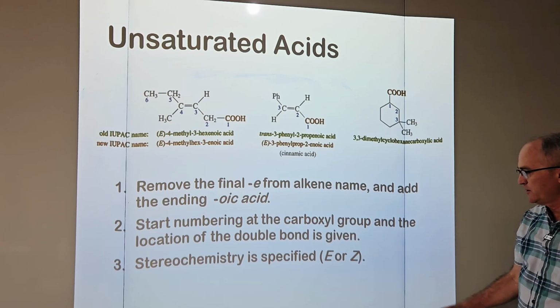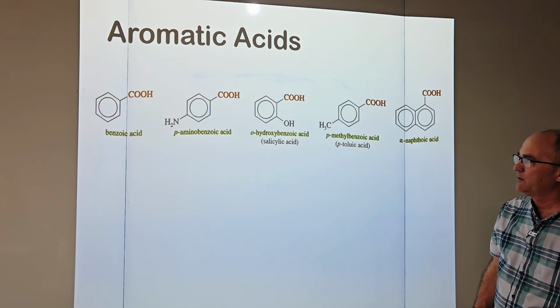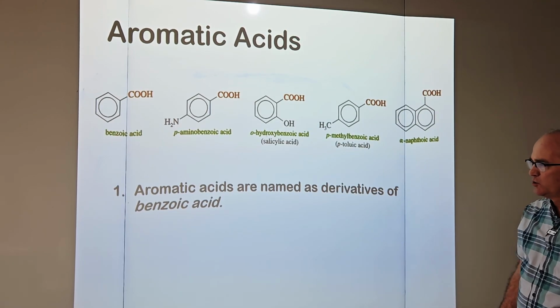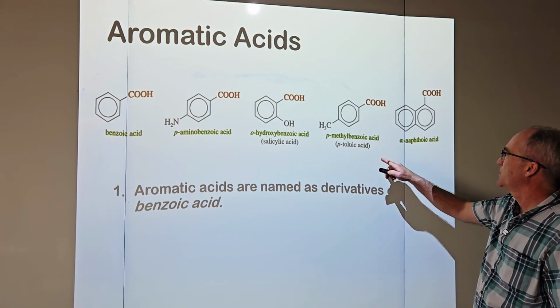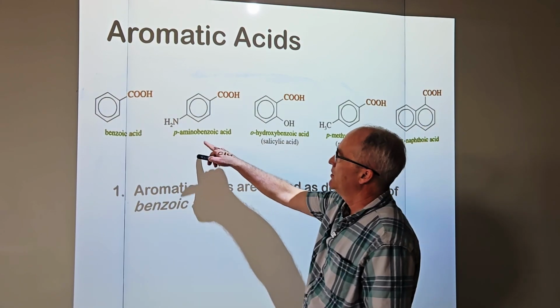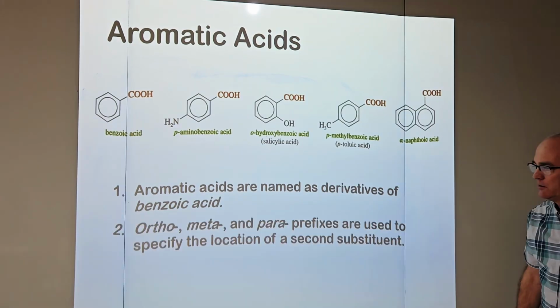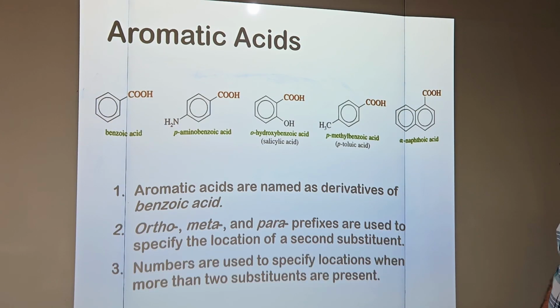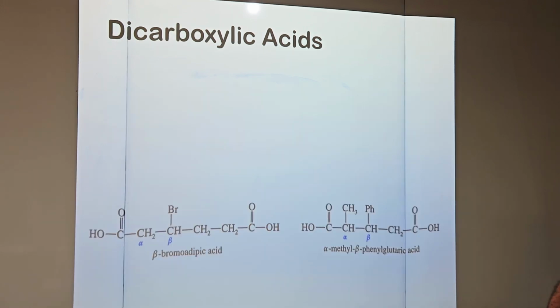And then don't forget about your stereochemistry, E or Z. Aromatic acids are named as derivatives of benzoic acid, so para-methylbenzoic acid, ortho-hydroxybenzoic acid, para-aminobenzoic acid, all derivatives of benzoic acid. You can use the prefixes, and they probably won't count you off with the numbers, if you have more than one substituent.